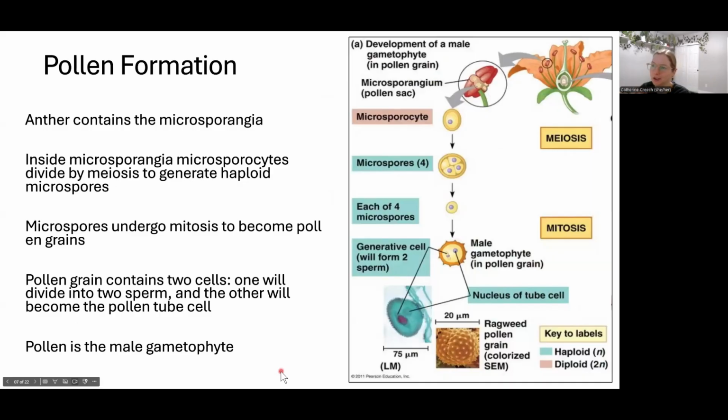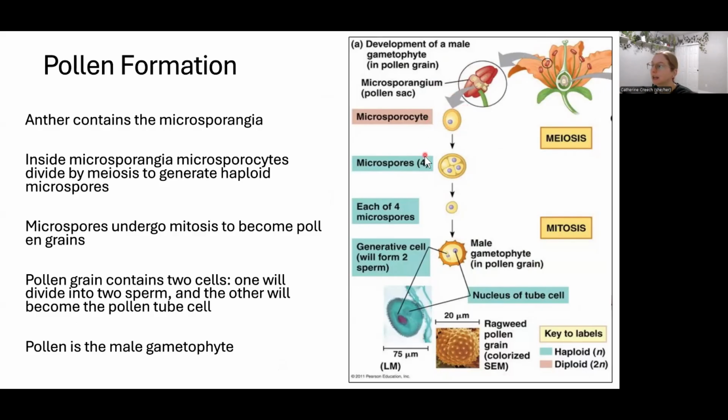To create pollen, we're going to look at this flower up here. It's got both the female parts, the gynecium, and the androecium. We're looking at the top at the pollen sac, that's called the anther. Inside the pollen sac, you're going to have the microsporangium. The microsporangium contains the microsporocyte.